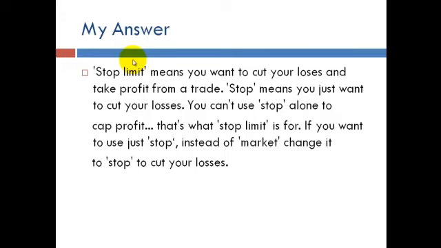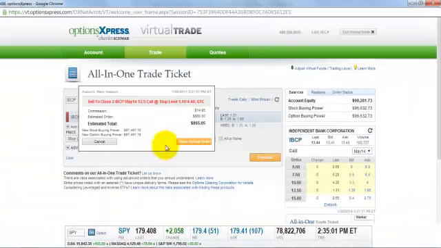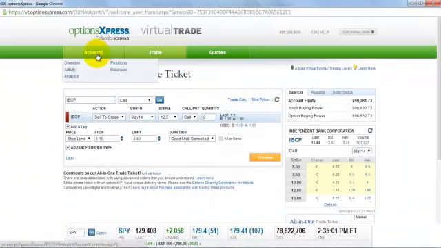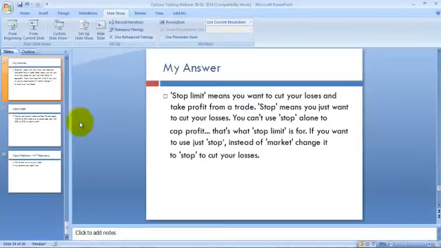Okay, so again, let me quickly show you. Cancel this. Okay, so if I just want to cut my losses, I bought this at $2.20. If I just want to limit my losses to 50%, I just use stop, and then I'll just take $2.20 divided by 2, which is $1.10, and I just preview. Okay, that's all what stop means.